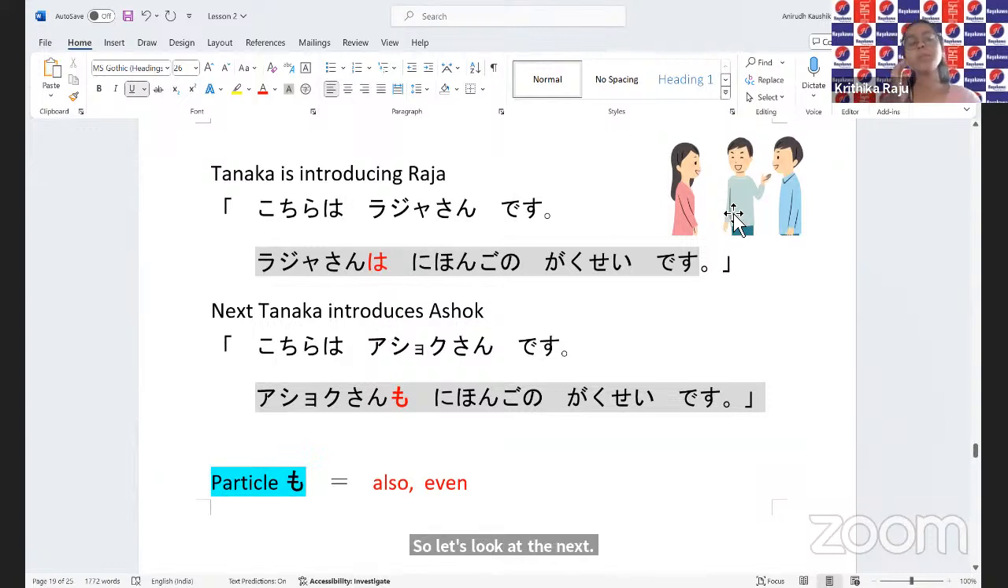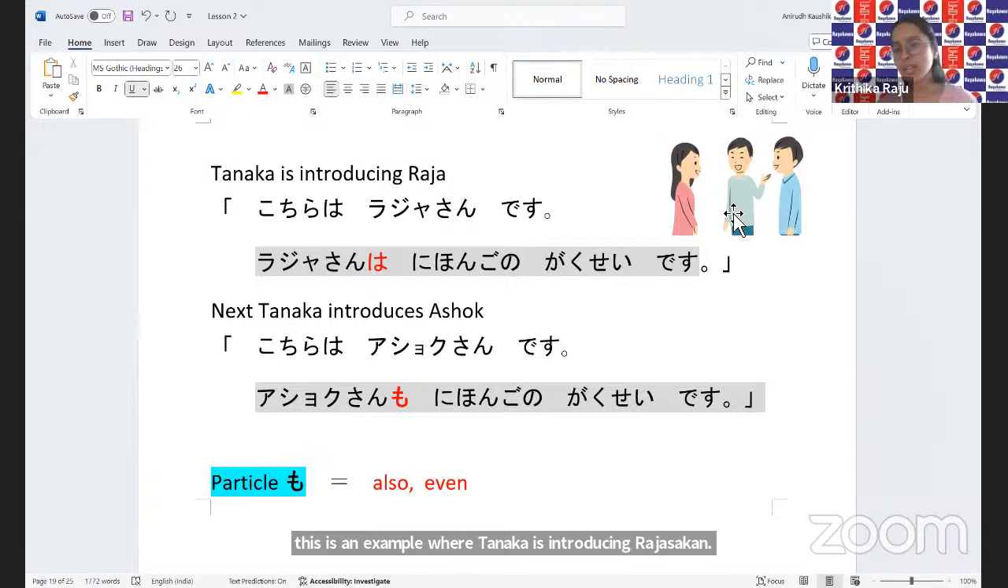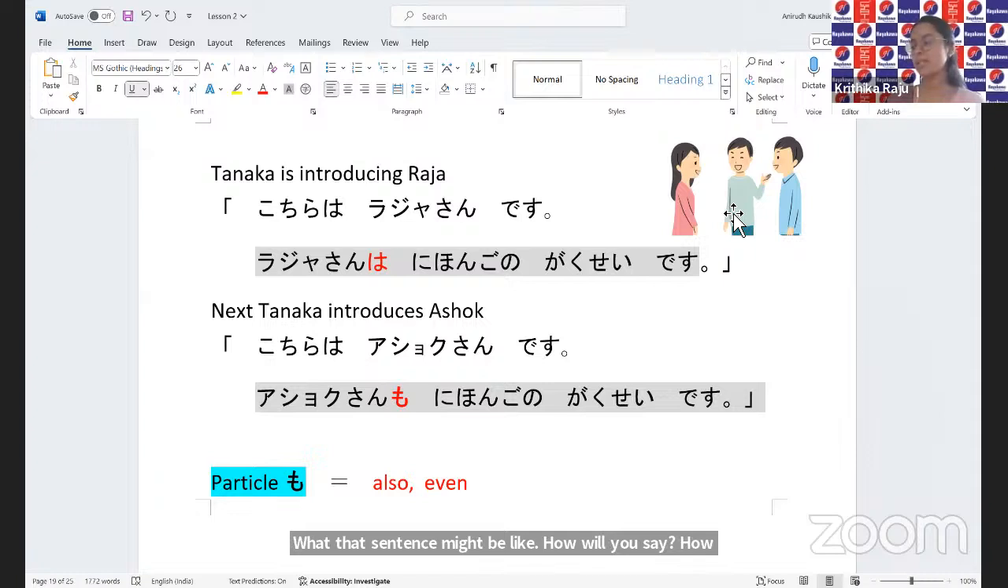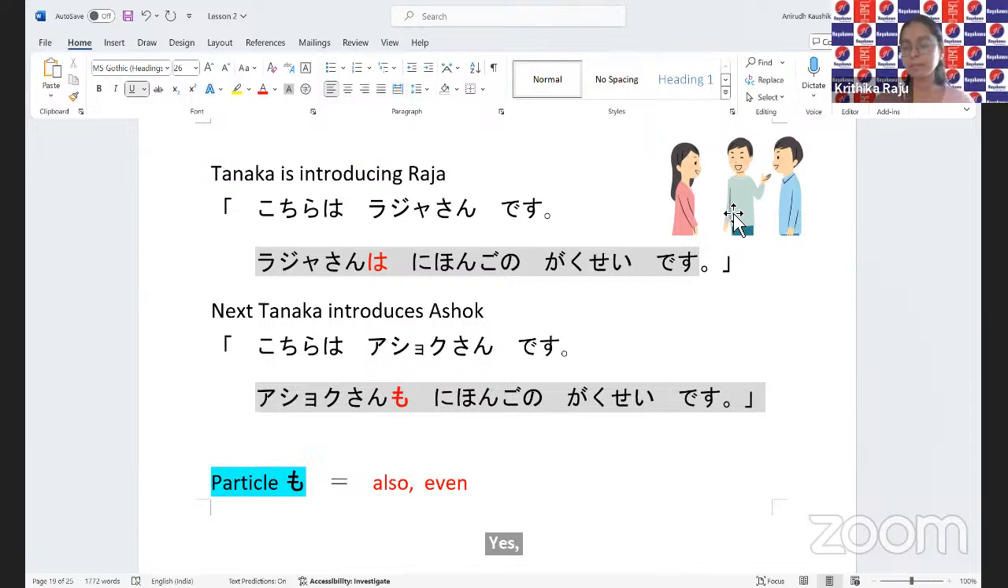Now, this is an example where Tanaka is introducing Raja. So you have Tanaka-san, and she's introducing her student Raja to somebody else. Okay, so we must imagine we are Tanaka in order to think of what that sentence might be like. How will you introduce Raja to say, this person next to me is Raja? Yes, everybody. This person next to me is Raja. This person is Raja.